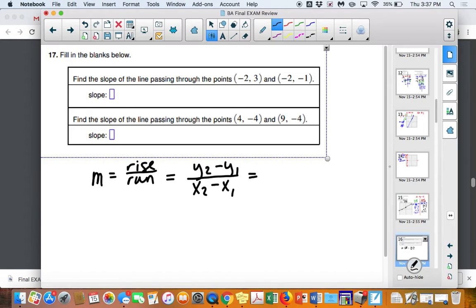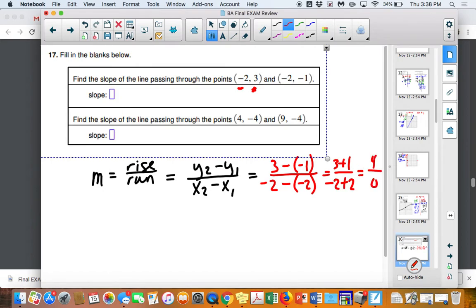Okay, and remember, order doesn't matter, you just have to be consistent. Whichever one you start with in the top, you have to start with in the bottom. So just give it a look. I actually like the look of starting with 3. So if I start with 3, I would have 3 minus a negative 1. Well, if I start with 3 in the top, then I have to start with his buddy in the bottom. So negative 2 minus a negative 2. Okay, well, that's going to be 3 plus 1 up top, and then negative 2 plus 2 in the bottom. Well, that gives me a 4 over 0.